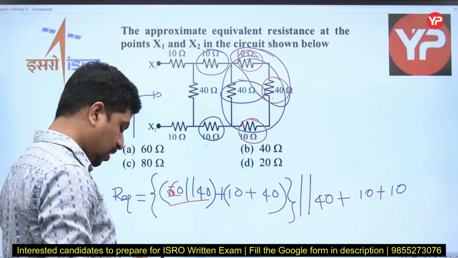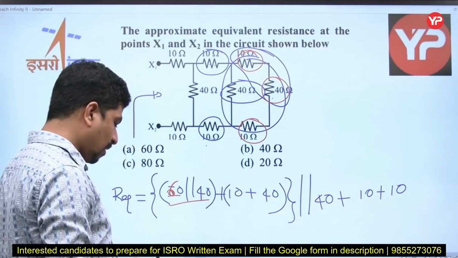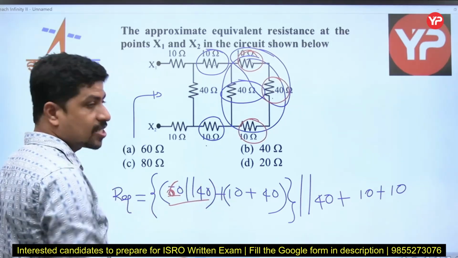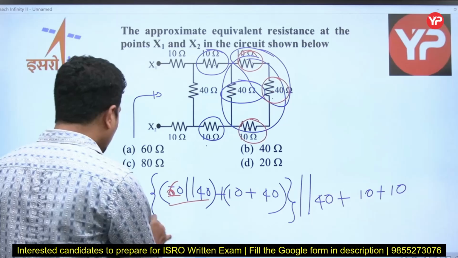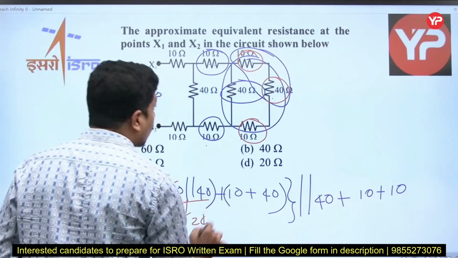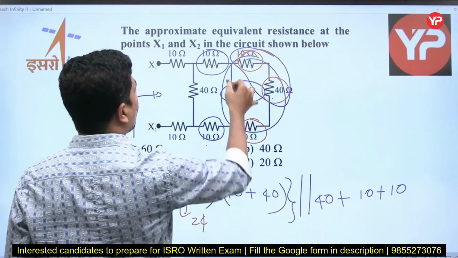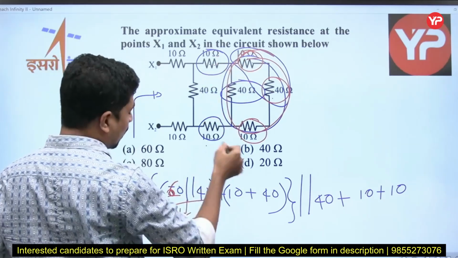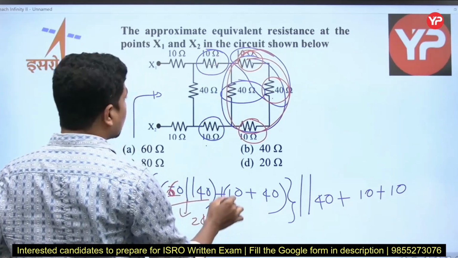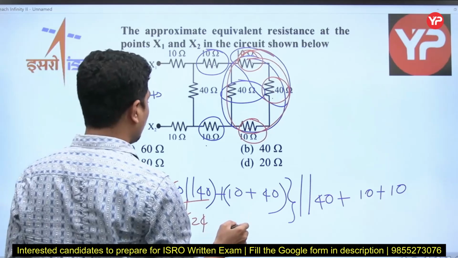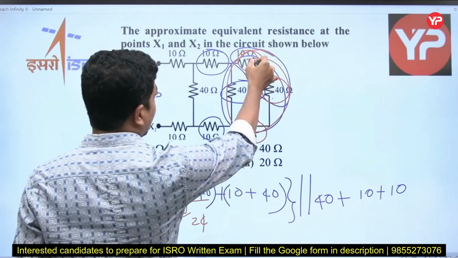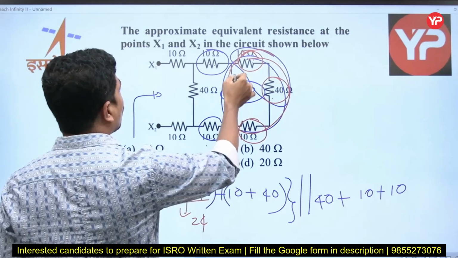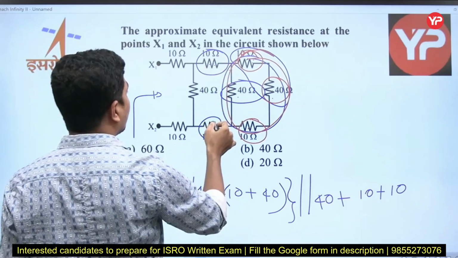60 in parallel with 40: 60 into 40 divided by 100. No need to have any calculator. I think it is 24 ohms. Why? Because 60 into 40 divided by 60 plus 40 is 100. It is 24. This total became 24. The 24 plus 10 plus 10: 24, 34, 44. Right? That is 44.